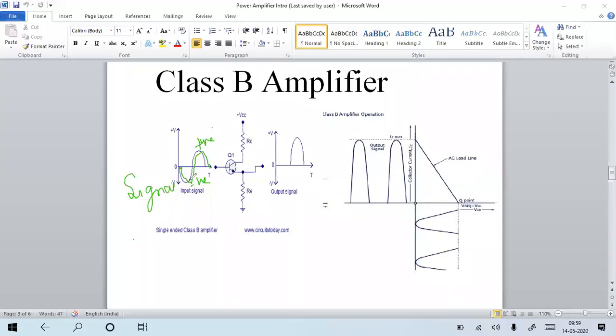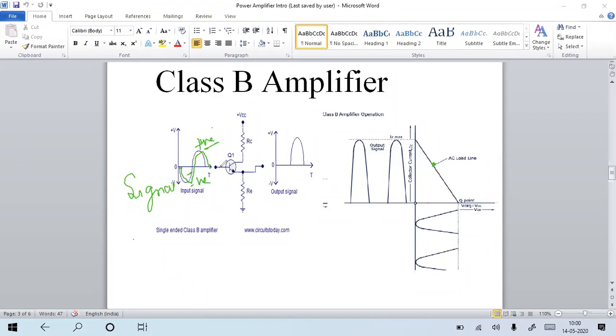That's why I told you, when you set your Q point in the center of the active mode, your input signal may affect your Q point. That is why in the small signal amplifier you have to provide a small signal, so that your Q point does not shift much, as we discussed. In the same way here also, your input signal will affect your Q point. A sinusoidal signal consists of a positive signal as well as a negative signal.